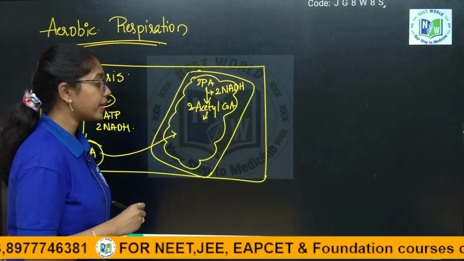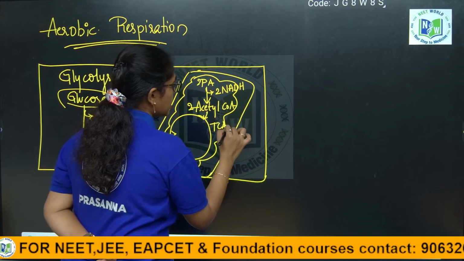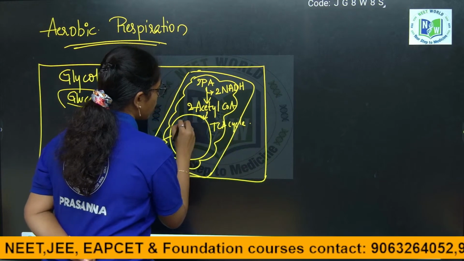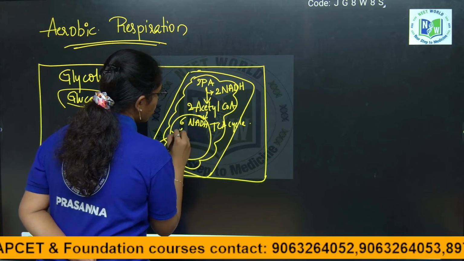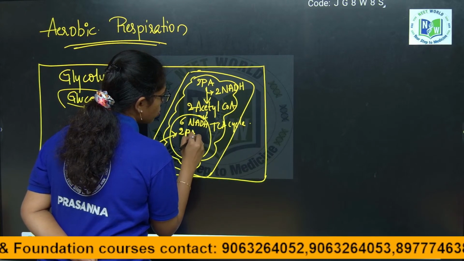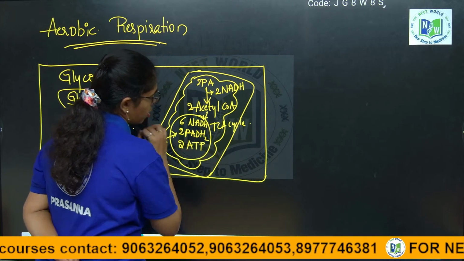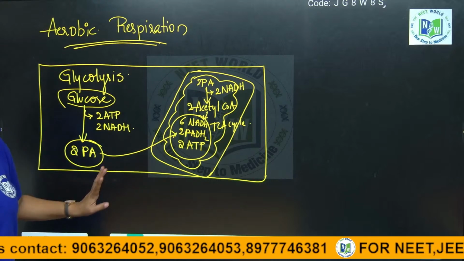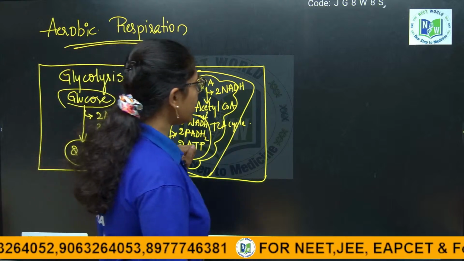These 2 molecules of acetyl-CoA, after entering the TCA cycle, form 6 NADH, 2 FADH2 and 2 ATP molecules. This is the energy chart of aerobic respiration.